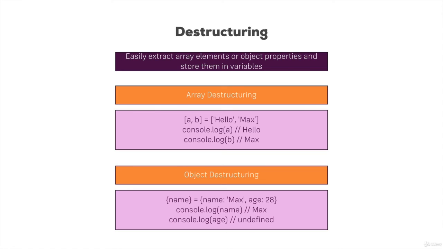So curly brace name curly brace on the left side targets the name property of the object on the right side and pulls out the value, which is why logging age would yield undefined. We're not pulling this out of the object here. So this is destructuring. Let's also have a look at this in practice.